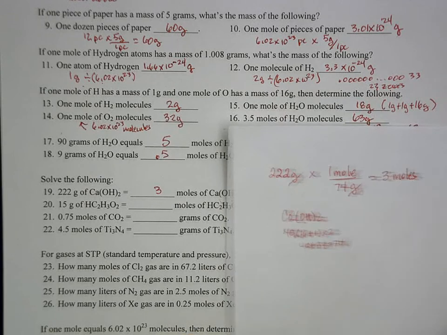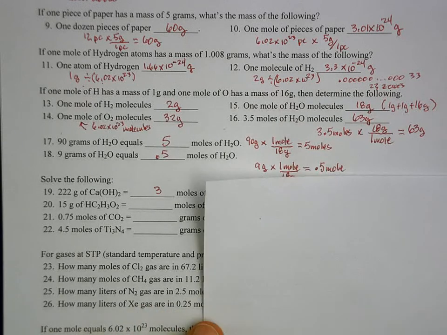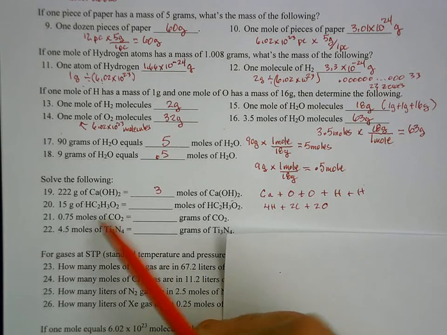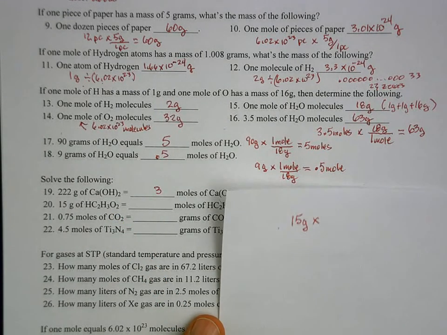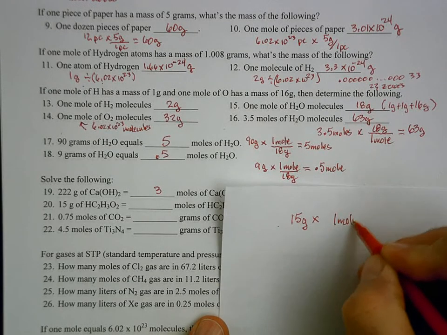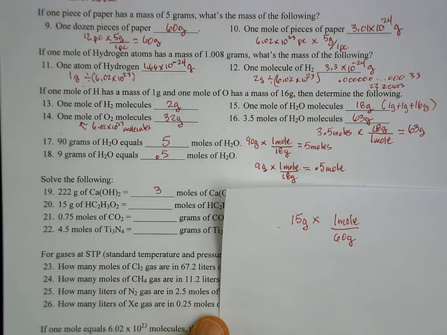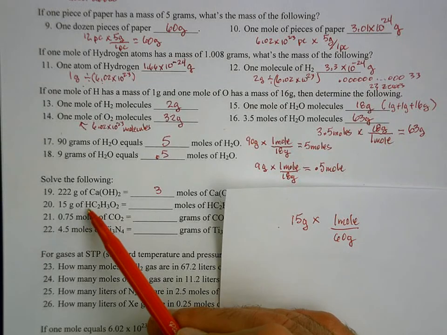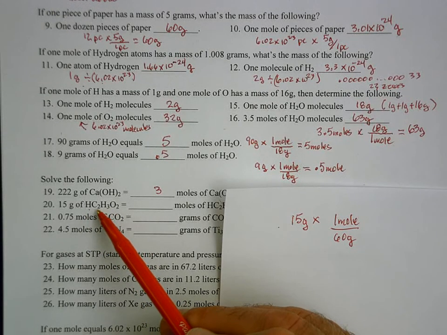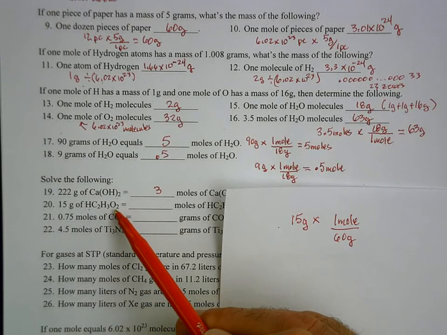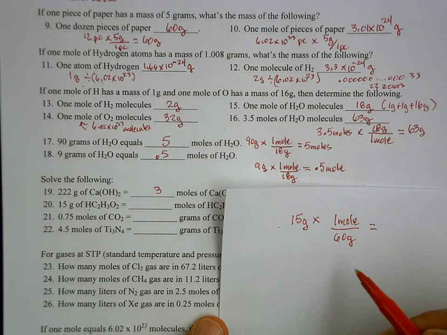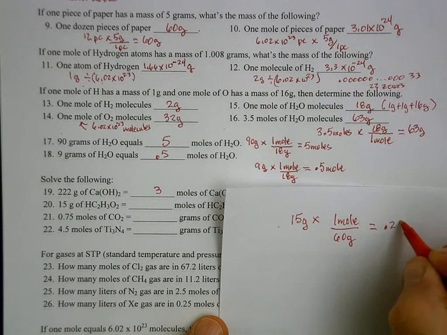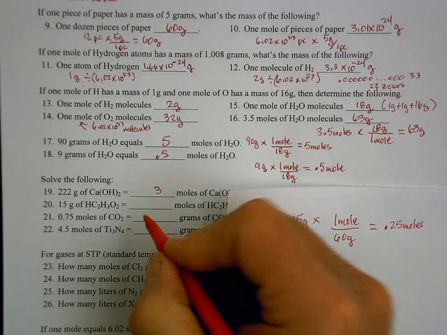All right, next one that we're going to look at is we have 15 grams of acetic acid, HC2H3O2. Well, when I look it up on the periodic table, in 1 mole of acetic acid, there are 60 grams. 4 from the hydrogens, I have 4 hydrogens, so that's 4. 24 from the 2 carbons and 32 from the 2 oxygens. That gives me 60. So in that case, 15 divided by 60 will give me 0.25 moles. So for number 20, it was 0.25 moles.